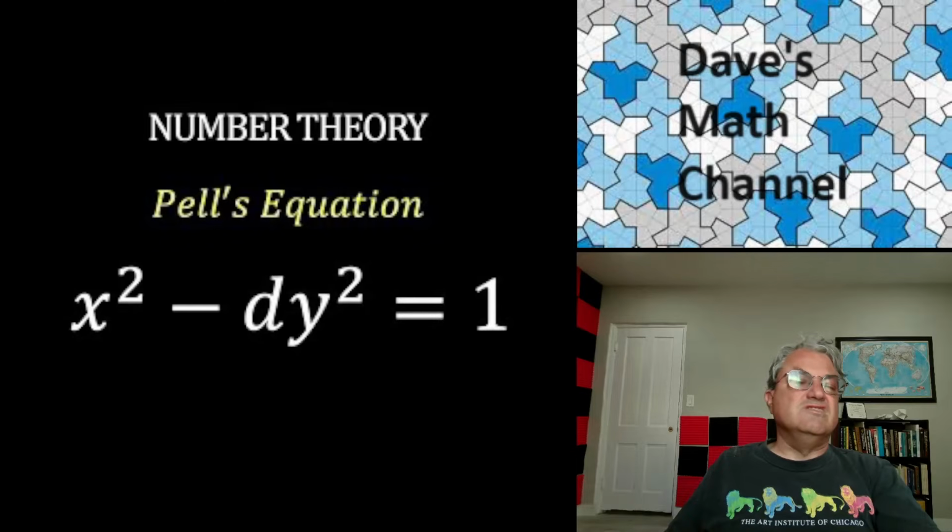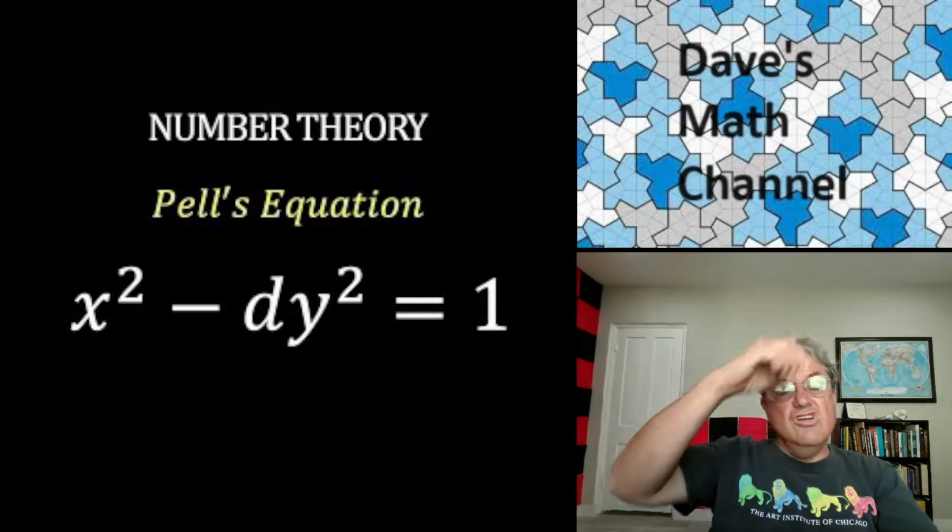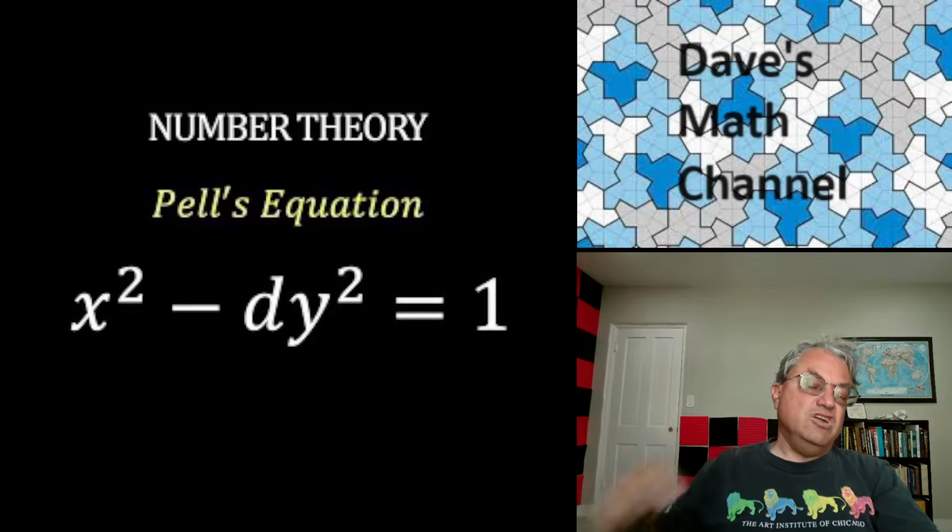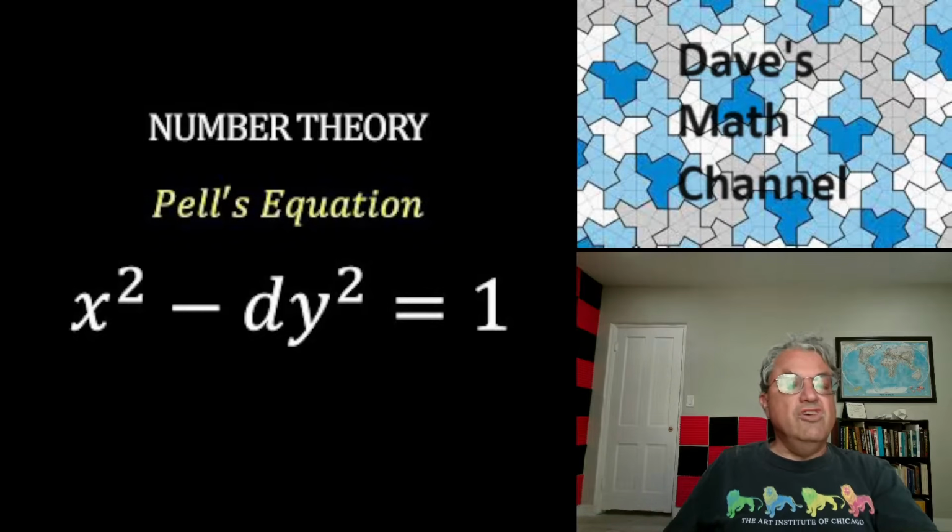It's pretty easy to see this, because if d was a perfect square, then d y squared would also be a perfect square. So you're saying that this difference between two squares is 1. Well, there's only one solution to that, 1 and 0, right? So that wouldn't even be an interesting equation. So we always require that d is not a perfect square. And it turns out that if d is any positive integer that's not a perfect square, I guess the first example is 2, then there are infinitely many solutions to this equation.